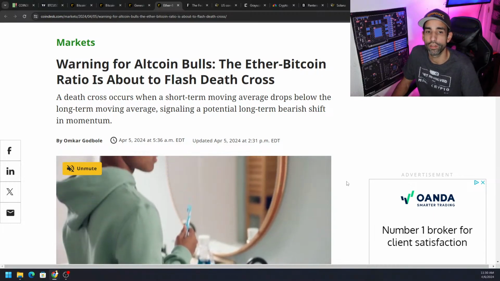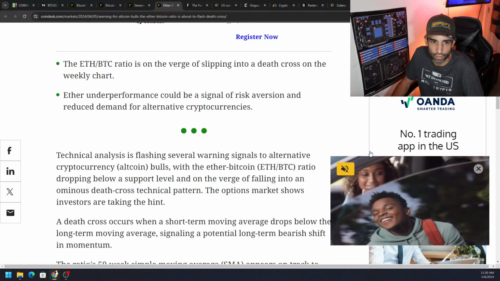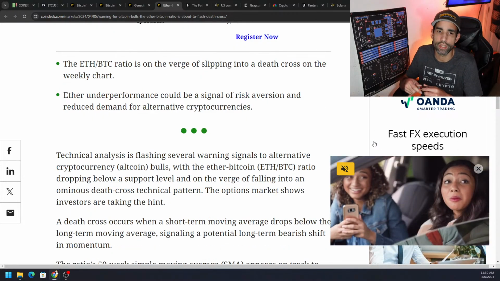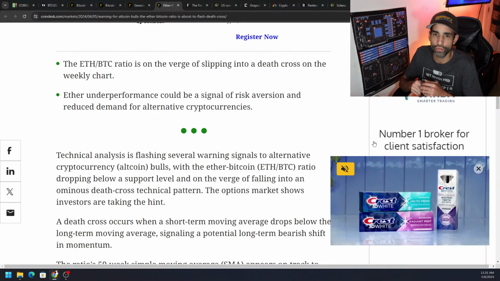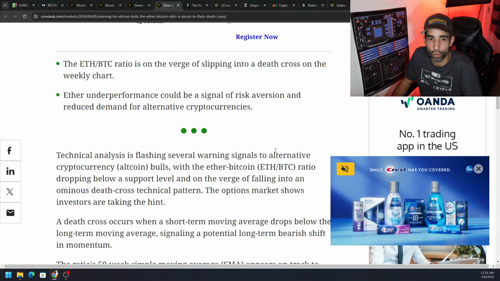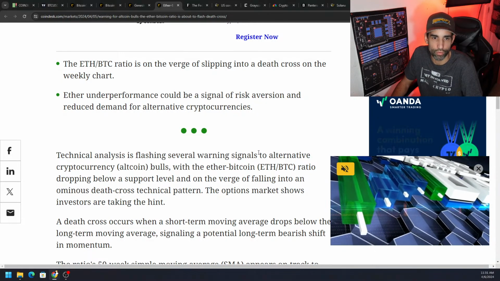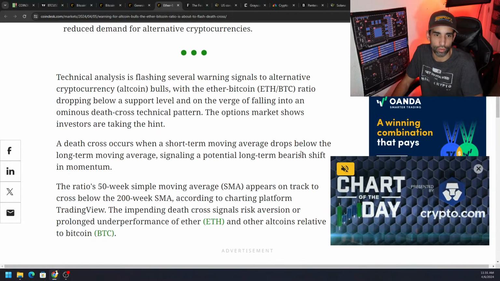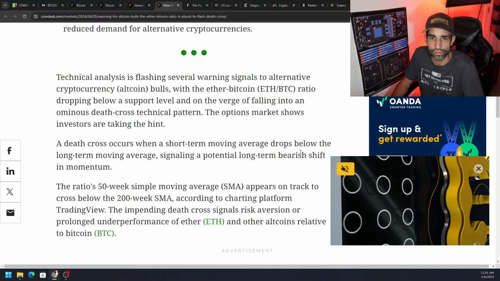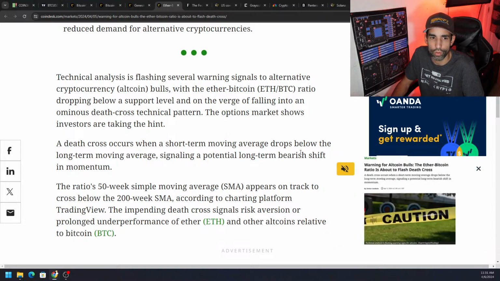We got a warning here for altcoin bulls. The Ether Bitcoin ratio is about to flash the death cross, right? So the ETH/BTC ratio is on the verge of slipping into a death cross on the weekly chart. Ether underperformance could be a signal of risk aversion and reduced demand for alternative cryptocurrencies. Technical analysis is flashing several warning signs to altcoin bulls, with the Ether Bitcoin ratio dropping below a support level and on the verge of falling into the ominous death cross technical pattern.